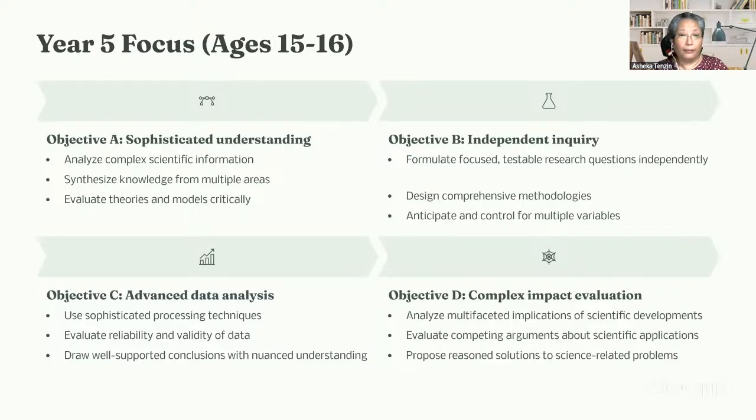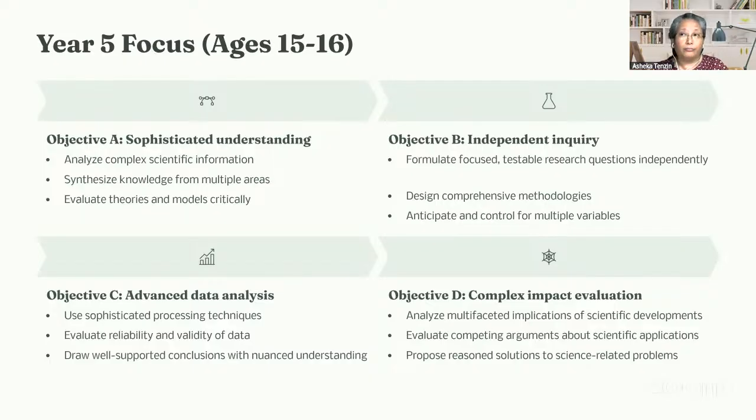Here in criteria B or the objective B, the student should be able to write independently the research question, and they should be able to design the methodology, okay, and think about what different control variables or different independent and dependent variables they would consider for the experiment. In objective C, the student should be able to analyze data in a more sophisticated way by using sophisticated processing techniques. Okay. They also have to look at evaluating reliability and validity of the data, how valid the data is.